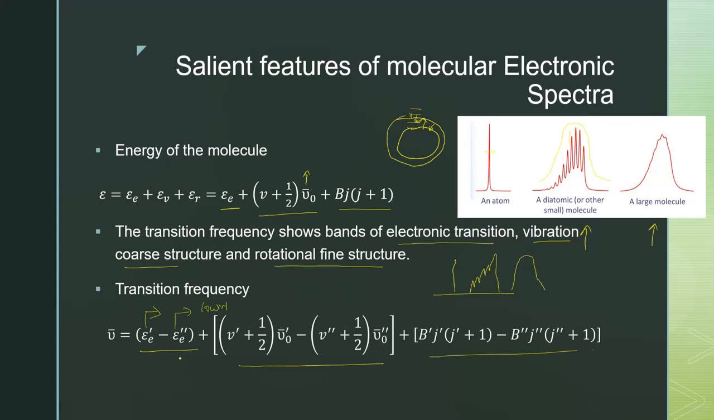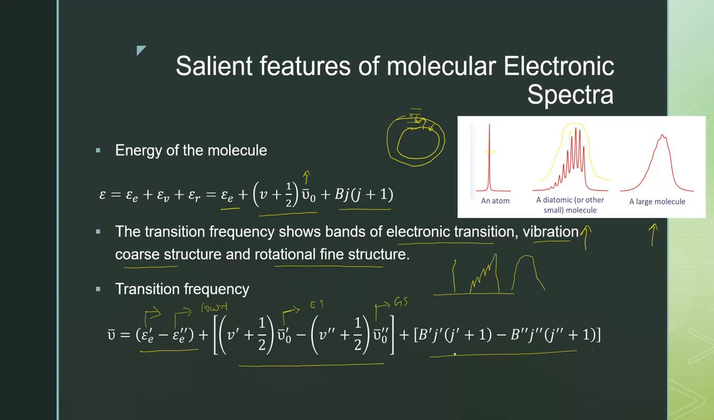Difference between the electronic levels will be the energy of the shells. Difference between the vibrational energy levels will be given as (V dash plus half) into nu 0 dash. This is the frequency with which the molecule vibrates when it is in the excited state, and nu 0 double dash is the frequency with which the molecule vibrates when it is in the ground state. So the frequency of vibration is different in the ground state and the excited state. This is most probable because when it is in the excited state, it has a higher energy, so it executes higher vibrations.